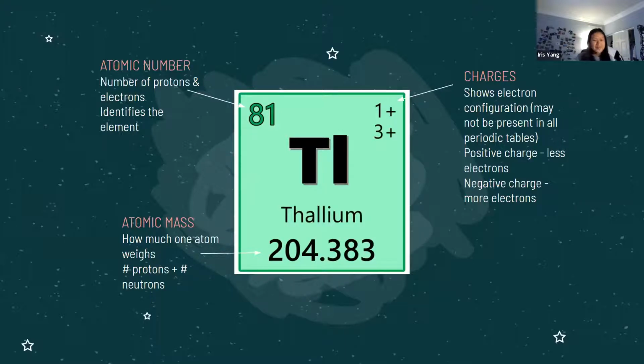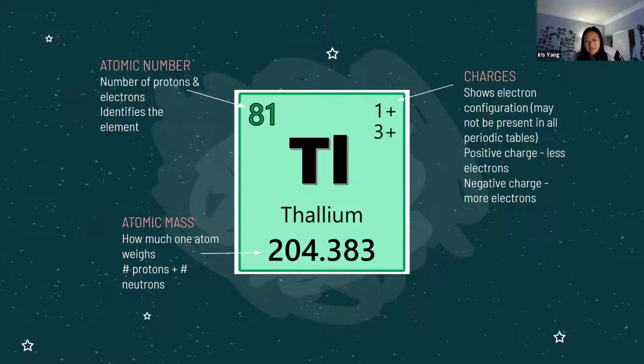No, it does not. But the way we get this number is there's something called isotopes. The identity of an element depends on the number of protons. So we can't have thallium with 80 or 82 protons. That would not be thallium anymore. That'd be a different element.